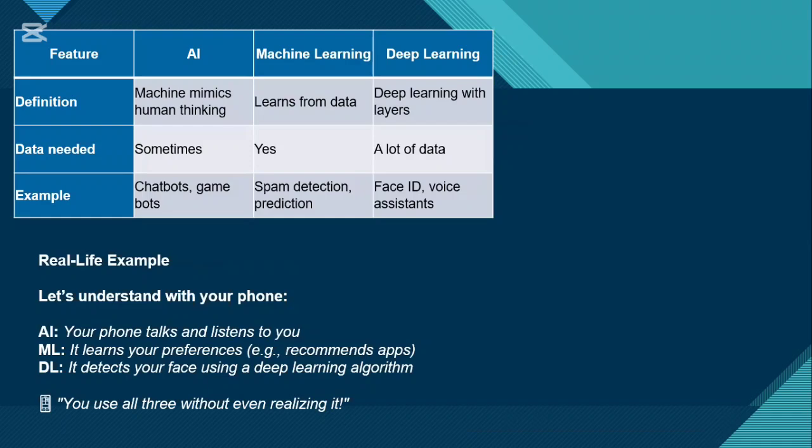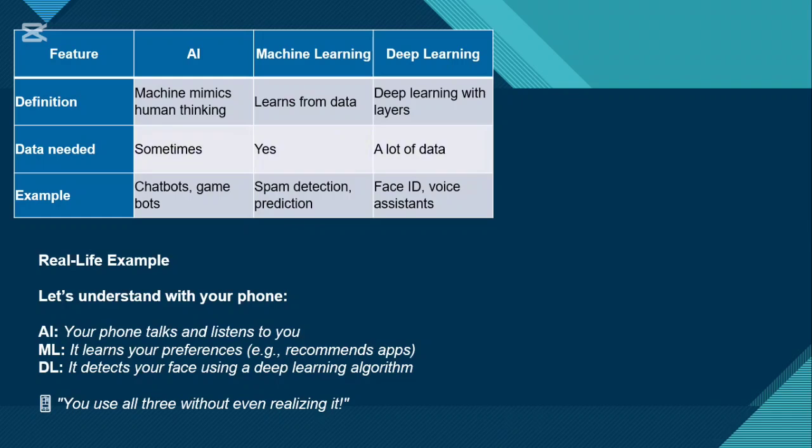But in machine learning and deep learning, a lot of data is already needed for the training of the model. For example, in machine learning, if you are making a prediction of sales or spam detection, you need previous data to train it. Similarly, in deep learning, to identify faces or voices, we also need a deep set of training data.